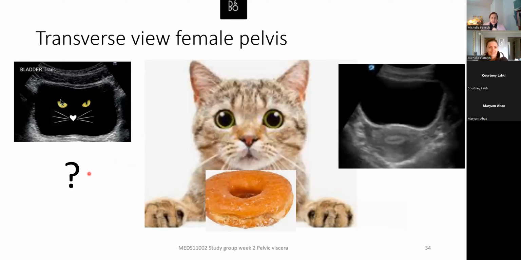So to make it a bit easier, you can find the bladder, that's okay. And then we talked about it having a kitty cat head. Imagine the cat was really hungry and wanted to eat a donut. And that's the uterus in short axis, it really does look a bit like a donut. So just think it's a really hungry cat and then it's going to eat a donut.